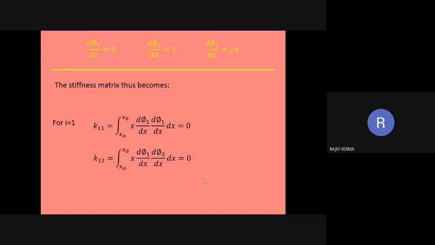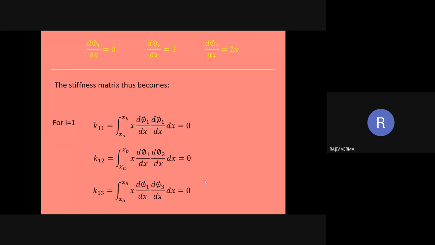For k12, which is x multiplied by d phi1 by dx into d phi2 by dx, this again is going to be 0 because d phi1 by dx happens to be 0. And the last term, k13, is equal to the expression on display. This also is going to be 0.